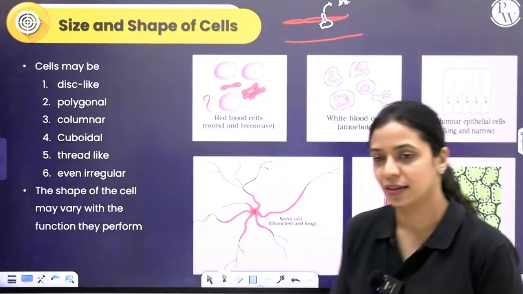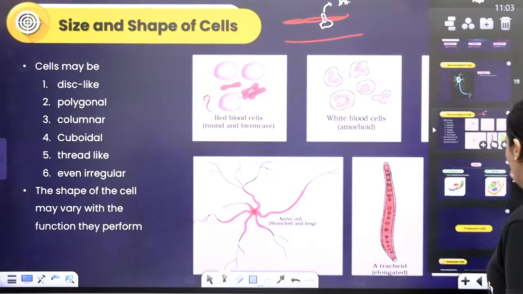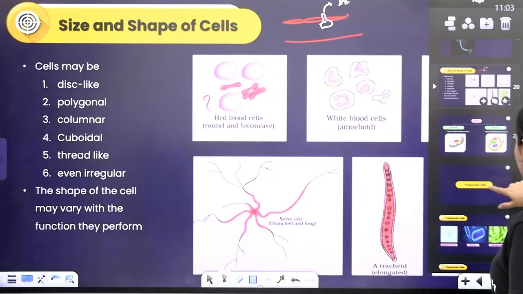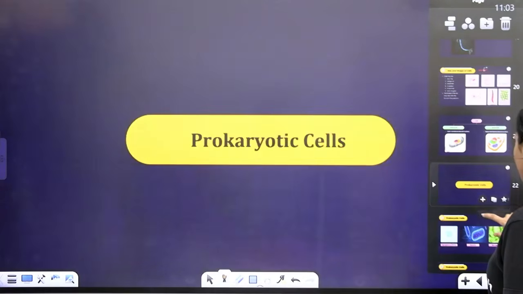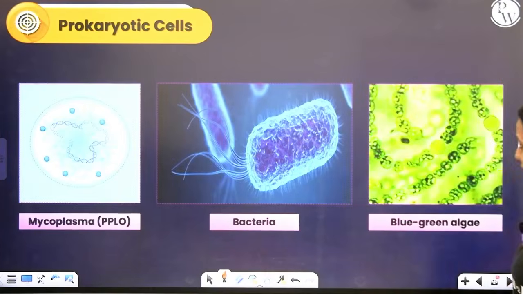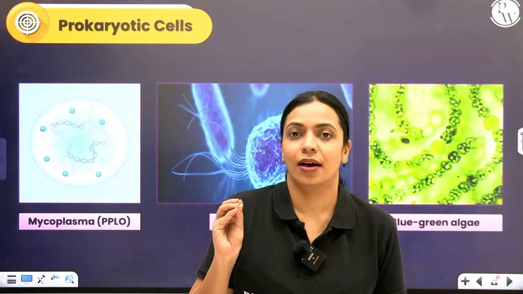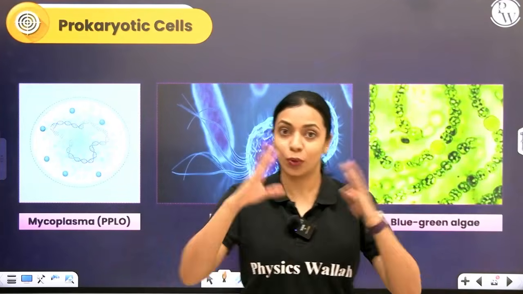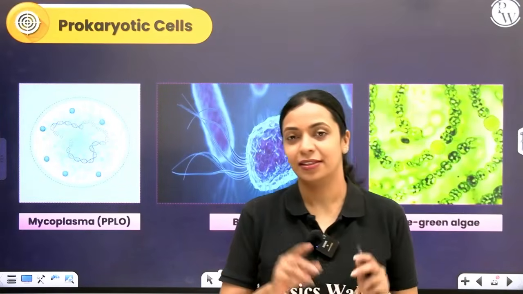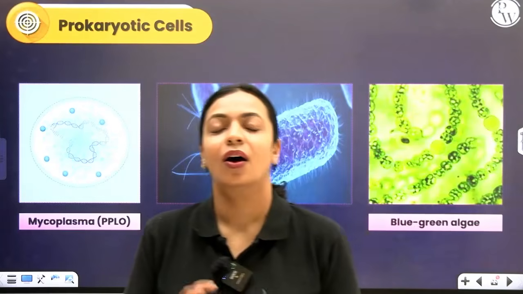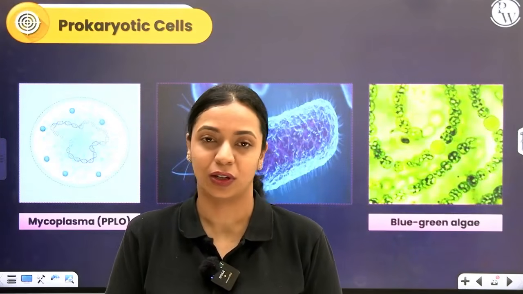All right, now let's talk about prokaryotic cells. So what do we already know about prokaryotic cells? They have a primitive nucleus. They do not have a nuclear membrane surrounding the genetic material. They lack membrane-bound organelles. All they have is just one organelle called the ribosome.